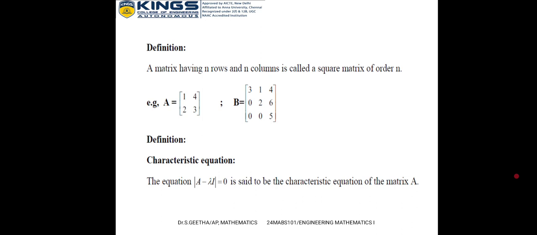Definition. Characteristic equation. The equation determinant of A minus lambda I equal to 0 is said to be the characteristic equation of the matrix A. Here A is the square matrix, lambda is the eigenvalue, and I is the identity matrix.